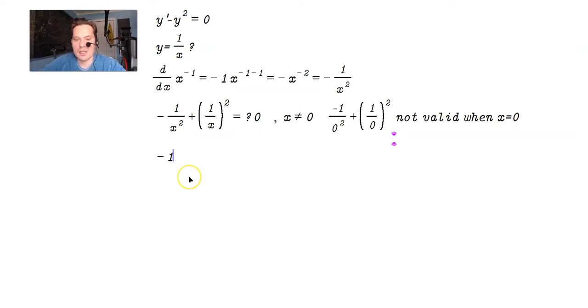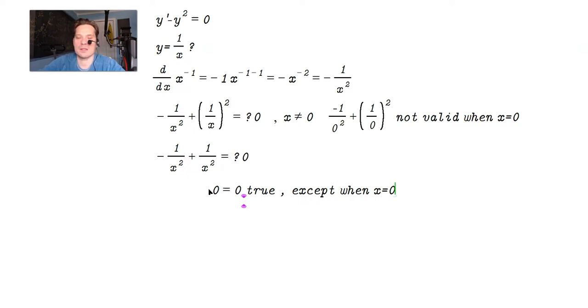So you're going to have negative 1 over x squared plus 1 over x squared, and we're asking, does this equal 0? Sure. The terms are identical except for sign, so you add them. That means you really will get 0 equals 0. That's true. But again, let me stress, except when x has the value 0, then it's not true.